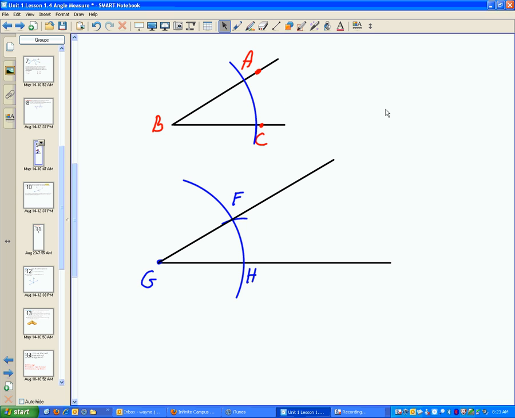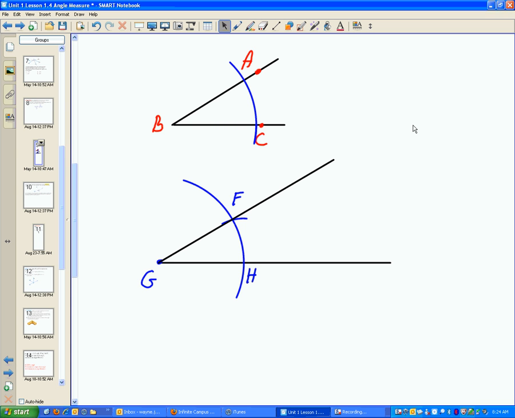And you might look at mine and say, they're not the same size. No, you're right. The rays, the sides of the angles are not the same length. But remember what makes angles congruent? Having the same measure. Okay? So the degree measure of angle B and the degree measure of angle G are going to be the same. They're going to be equal to each other. Okay? So that's how we construct a copy of an angle. Or that's how we construct congruent angles.